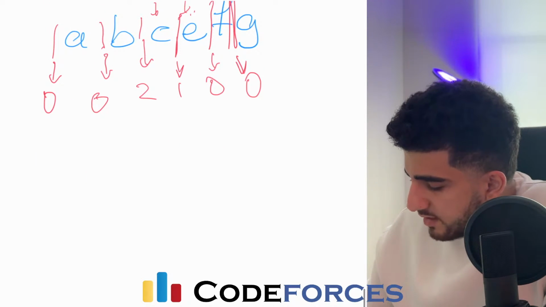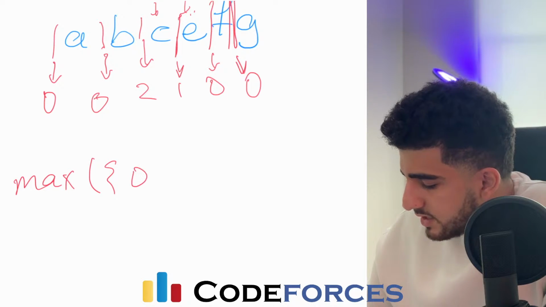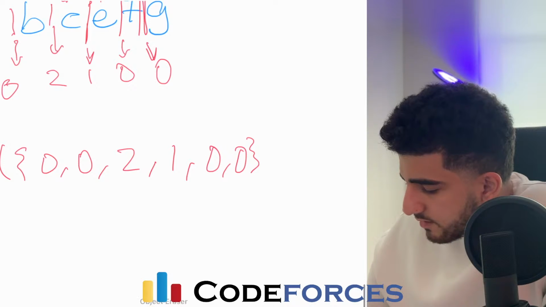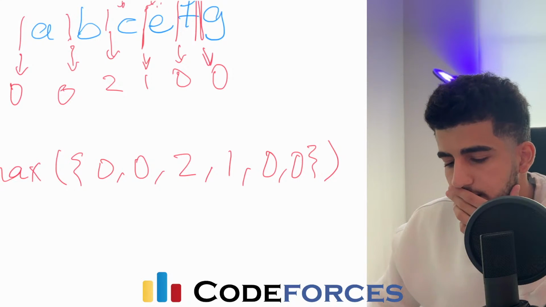And my final value of X is the maximum of all these starting points: 0, 0, 2, 1, 0, 0. For each of these starting points, I calculate the answer and I find the maximum value of them. And that's going to be my final answer.